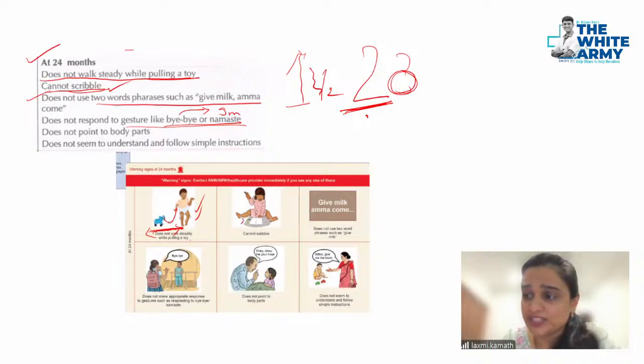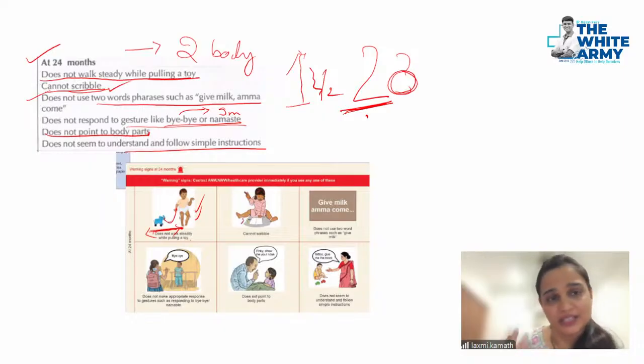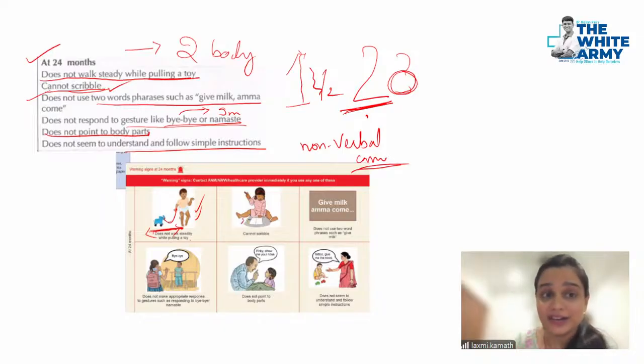And by 2 years, the child should know 2 body parts, for example eyes, ears. So at least two body parts should be known by 2 years of age. If this doesn't happen, then it is a red flag sign. If he does not seem to understand and follow simple instructions, like go get the water, come here, by 24 months, there is a lot of non-verbal communication present in the child. That means the child need not speak. The child understands whatever is spoken and does all the work. Non-verbal communication is very strong by 1.5 to 2 years. So if this is not there, it becomes a red flag sign.